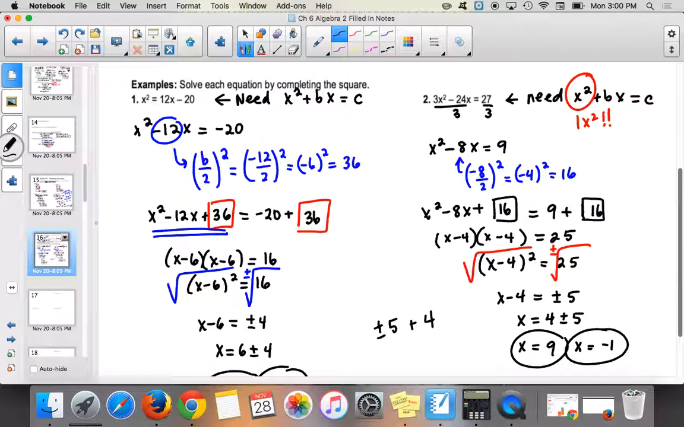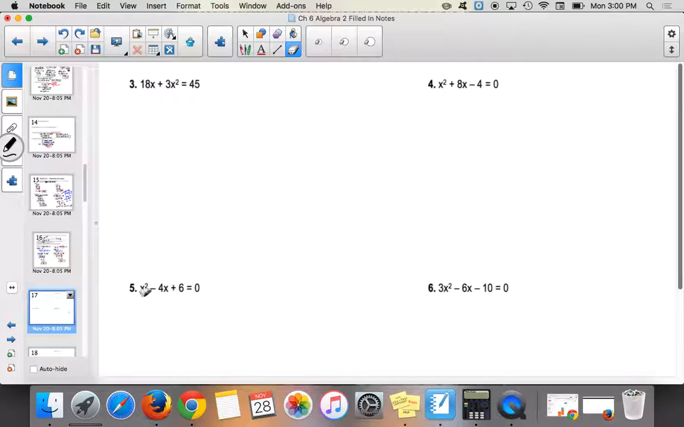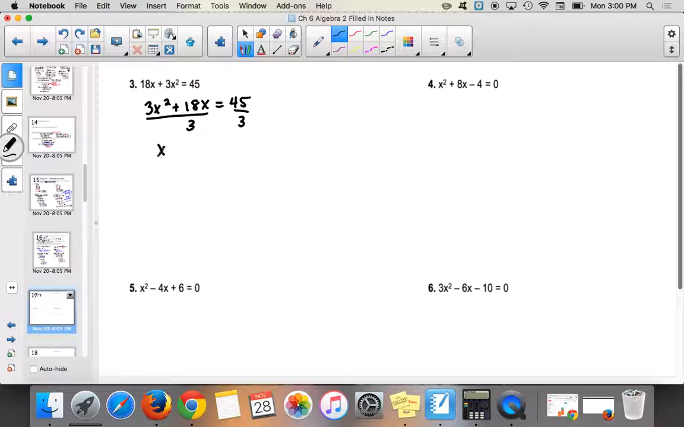All right, so let's try some harder ones. You ready? All right, same thing. We want in that form x squared plus bx equals c. So I'm going to first write my 3x squared first. And then what am I going to divide by? 3. Yeah, divide by that 3. So we're going to get x squared plus 6x equals 15.